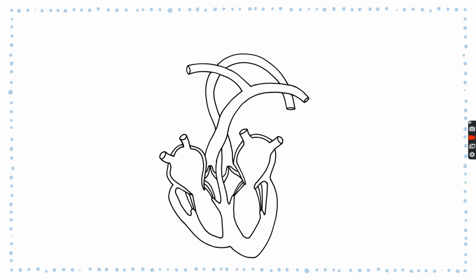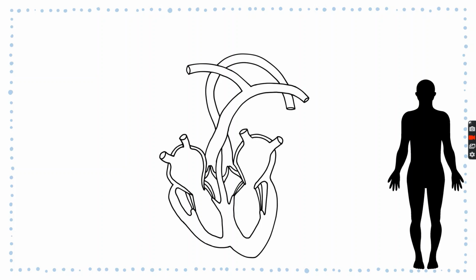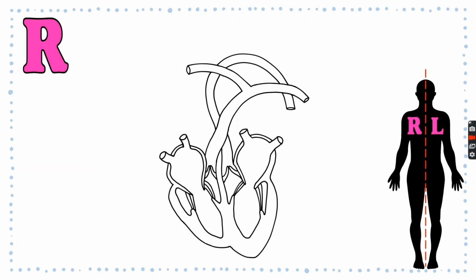So when we look at the diagram of the heart, we need to look at the different sides of the heart. To do this, let's pretend that we have a patient in front of us. And this would be the right hand of the patient and the left hand of the patient. So naturally, this would be the right side of the heart.